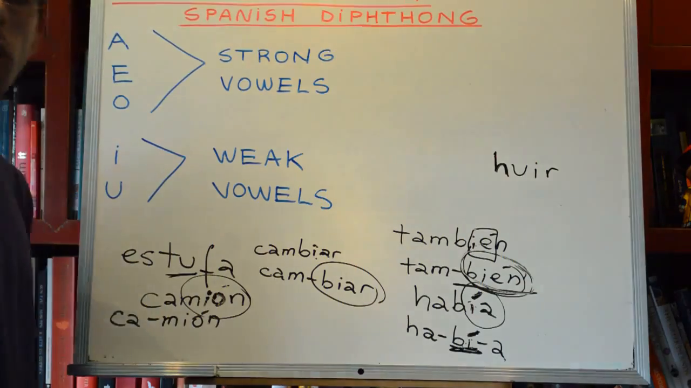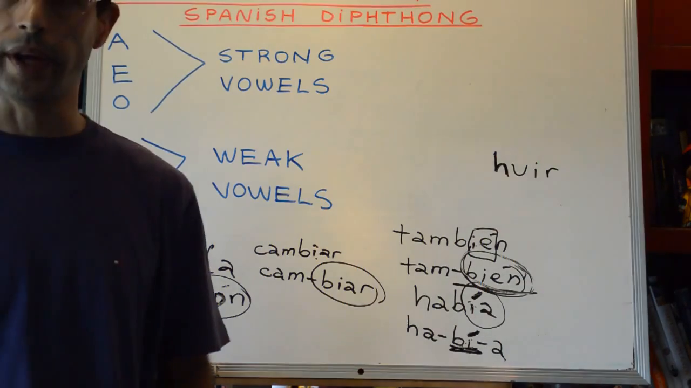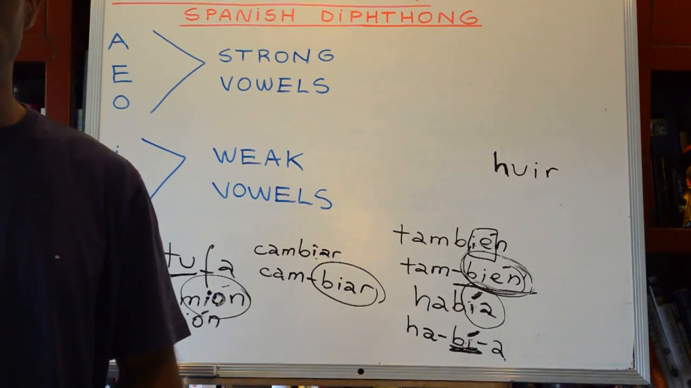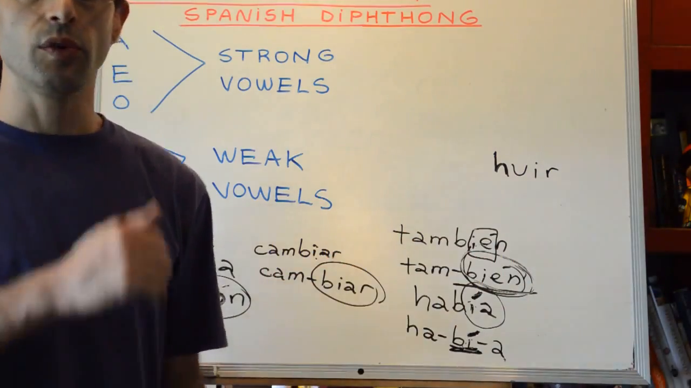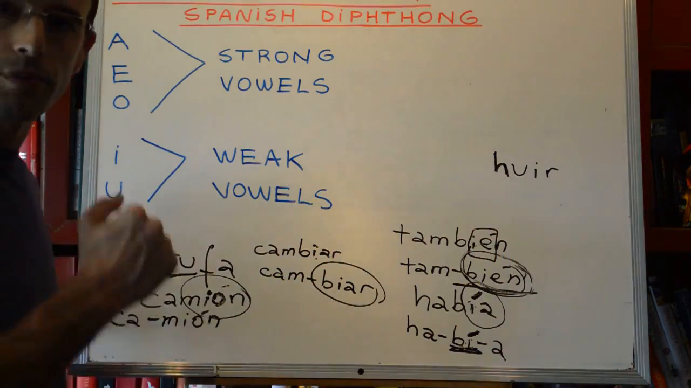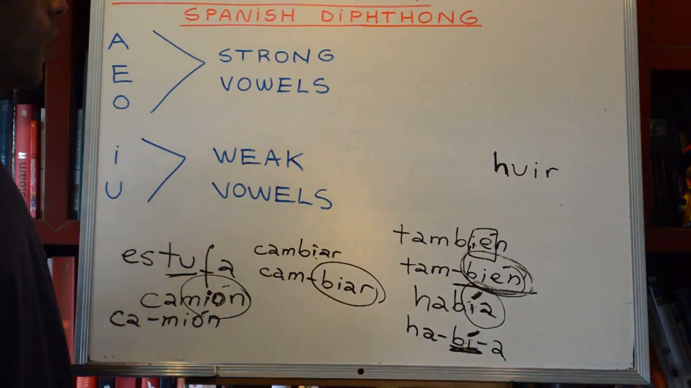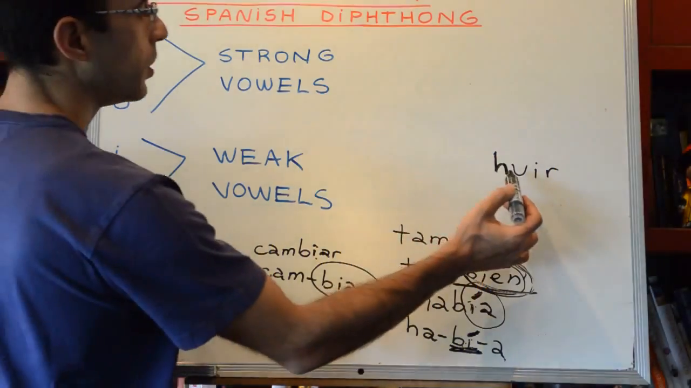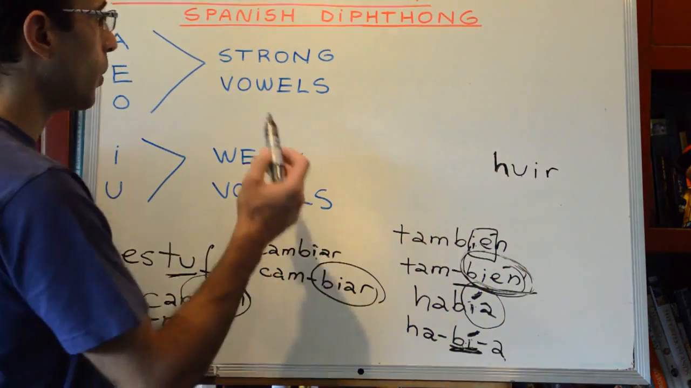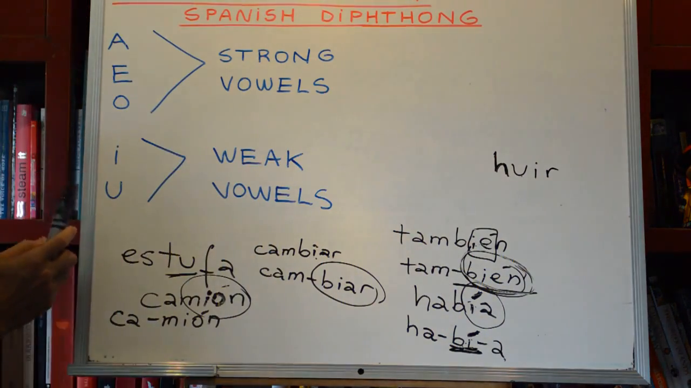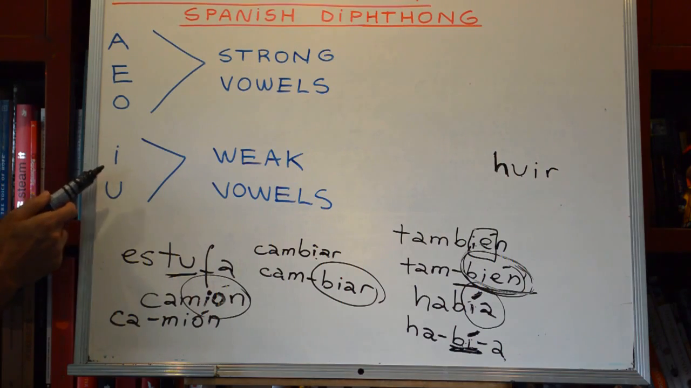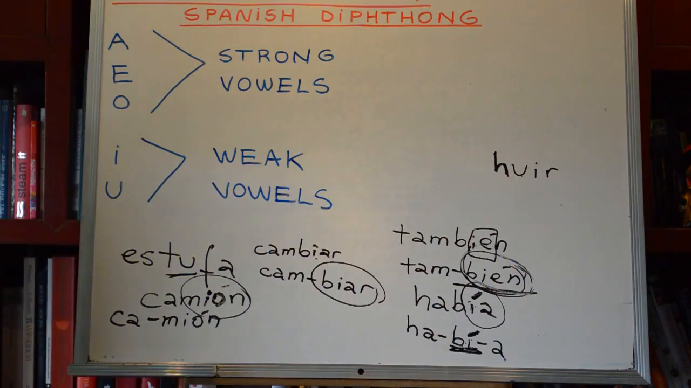The verb huir means to run away. Huir is to run away. Estoy huyendo. I am running away. Right? So, here we have two weak vowels. Two weak vowels, right? I and U. Huir.